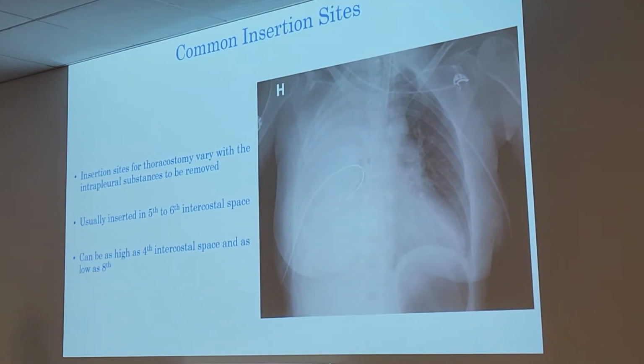So this is what it would look like on a chest x-ray. Usually it's inserted in the 5th or 6th intercostal space, or it can go up to the 4th intercostal space depending on what they're looking for, okay? 5th counting from down or from the top, man? Counting from the top. Mhm.